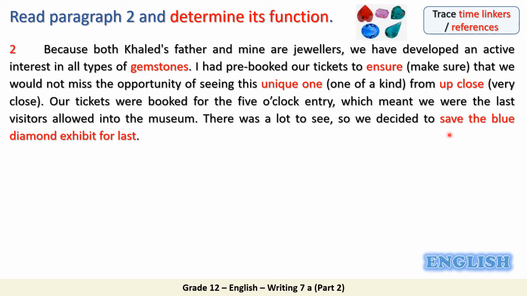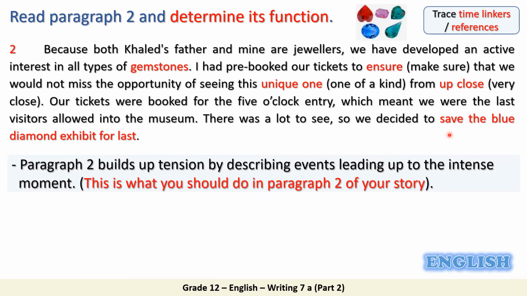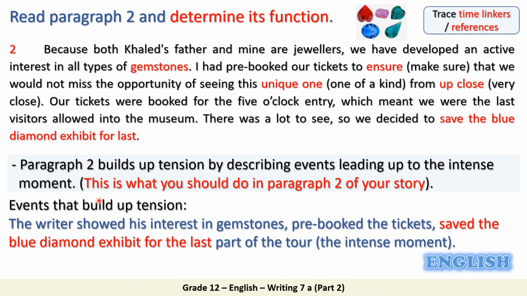This is an intense moment in the story. So the function of paragraph 2 is that we write it in order to build up tension. We do not write whatever comes to our minds, dear students. We write specific paragraphs with a specific function to each of them. So in the second paragraph, you build up tension by describing events leading up to the intense moment. This is a summary of the events that lead up to the intense moment.